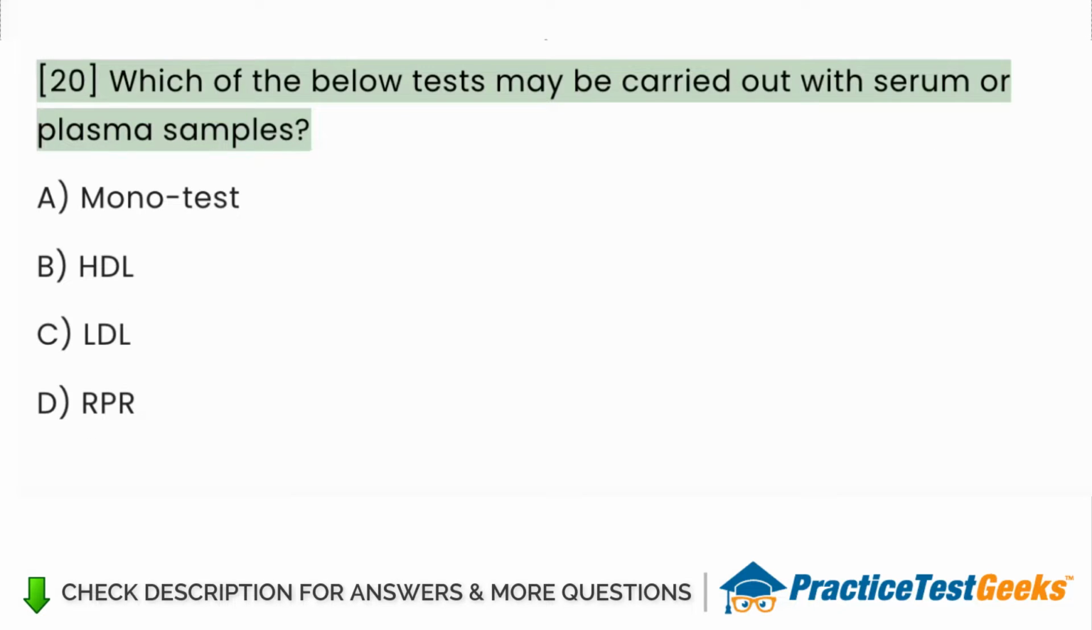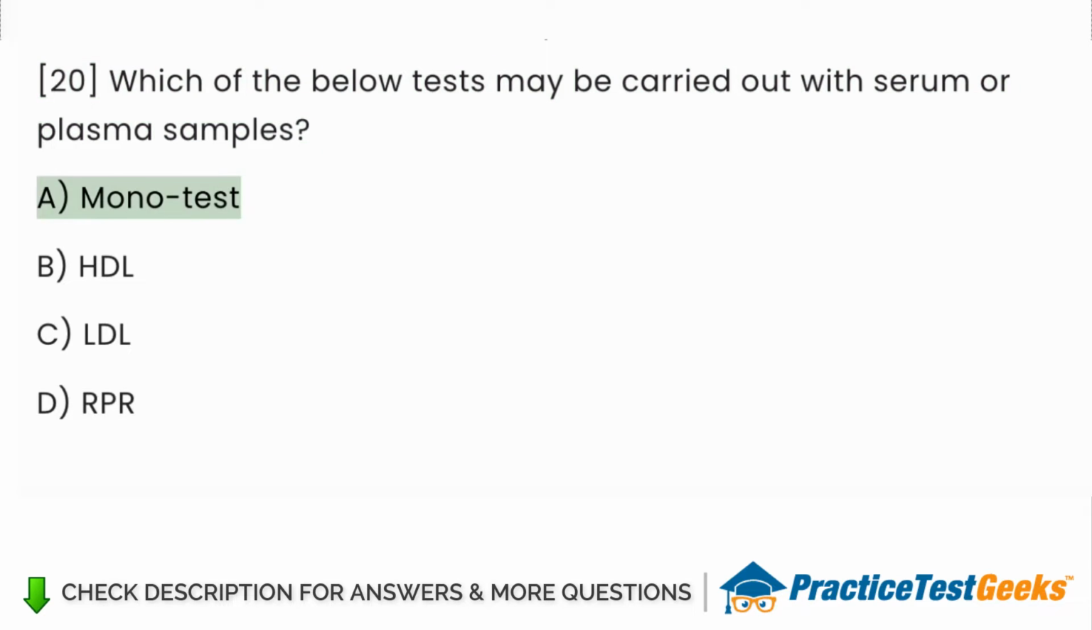Which of the below tests may be carried out with serum or plasma samples? A. Monotest. B. HDL. C. LDL. D. RPR.